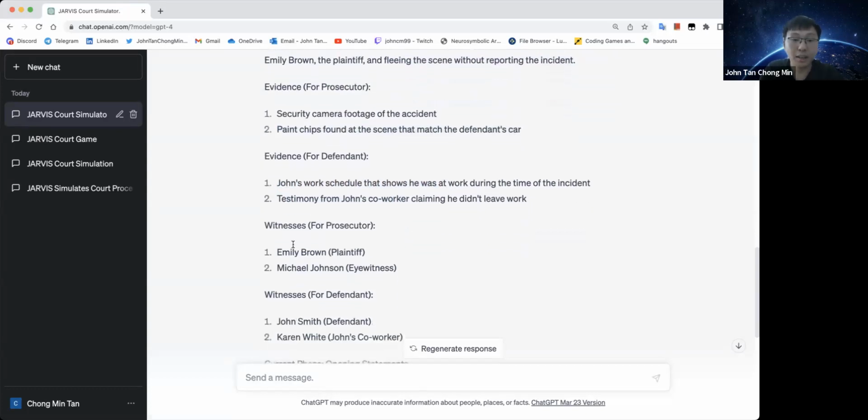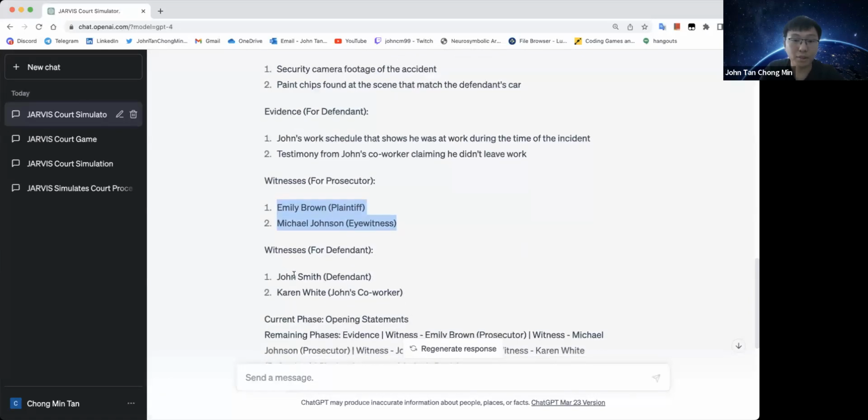Let's take a look. All right, so over here we have the witnesses, Emily Brown and Michael Johnson, and for the defendant we have John as well as his co-worker Karen White. You can see that the GPT-4 generation, compared to the ChatGPT one, is a bit more specific, a bit more colorful and flavorful, which highlights that a larger language model can perhaps imbue in it more understanding of the world, like more statistical understanding of the world.